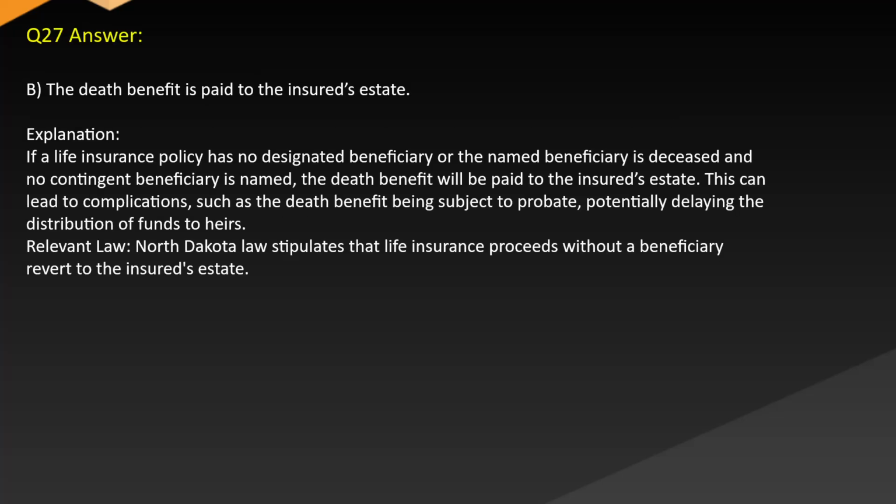Answer: B. The death benefit is paid to the insured's estate. Explanation: if a life insurance policy has no designated beneficiary or the named beneficiary is deceased and no contingent beneficiary is named, the death benefit will be paid to the insured's estate. This can lead to complications, such as the death benefit being subject to probate, potentially delaying the distribution of funds to heirs. Relevant law: North Dakota law stipulates that life insurance proceeds without a beneficiary revert to the insured's estate.